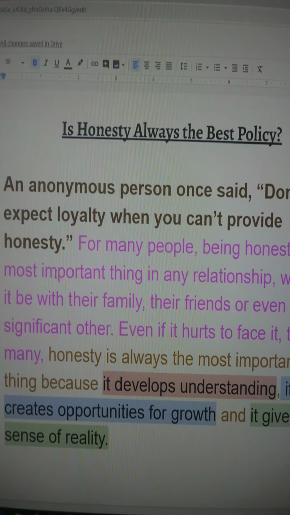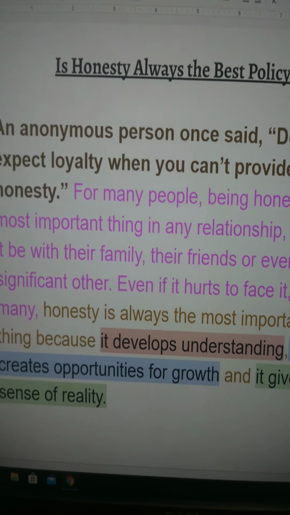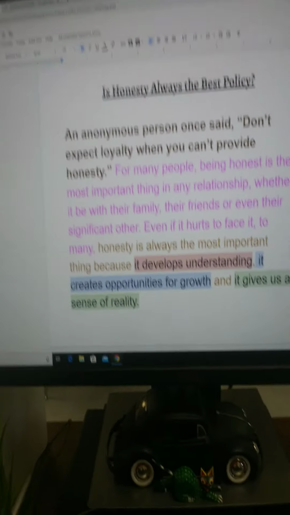So I got your attention, I talked to you, I kept talking to you, and at the end I told you exactly what my paper is going to be about. And that's what you want to do.